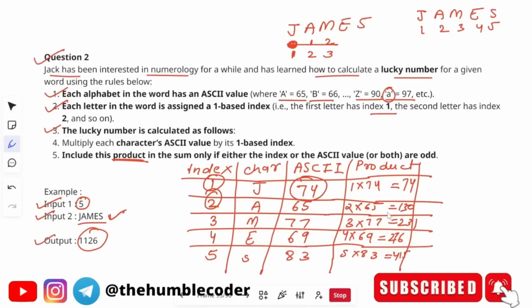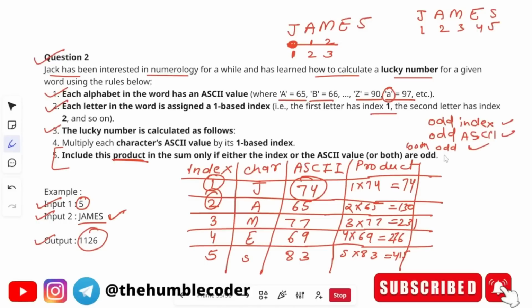See, now we have noted down the products. Now we are already told that we have to include these products in our sum based on a specific condition. The condition is: include this product in the sum only if either the index value or the ASCII value is odd, or if both are odd. Either your index is odd, or your ASCII is odd, then you can include it, or if both are odd, then also you can include it.